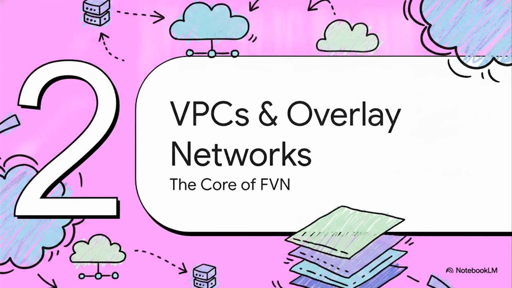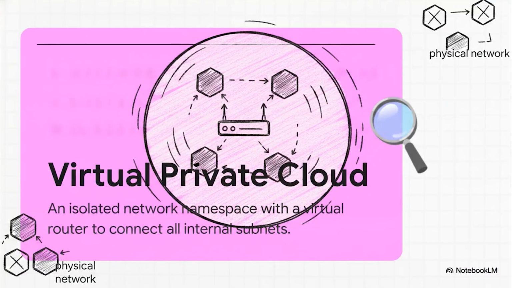Moving on to Part 2, VPCs and overlay networks, the absolute core of FVN. Let's break down the actual building blocks of this software-defined approach, looking specifically at the overlay networks running right on top of your physical hardware. As an admin, when you're setting this up, think of a virtual private cloud, a VPC, as a completely isolated, secure bubble for your virtualized workloads. It is literally the fundamental unit of Flow Virtual Networking.